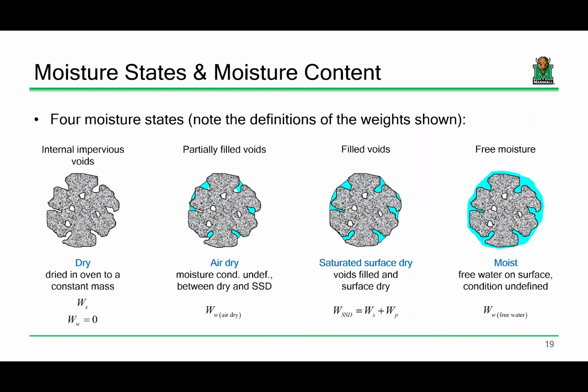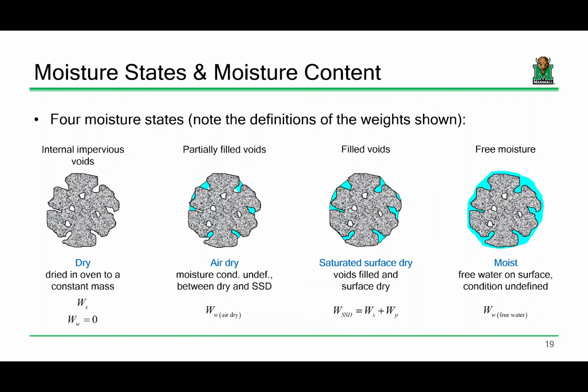But this is the extreme end of moisture. Down here I'm showing W sub S and W sub W, the weight of the solids and the weight of the water. And in this moisture state, the weight of the water is in fact 0.